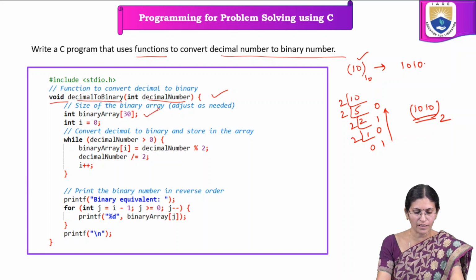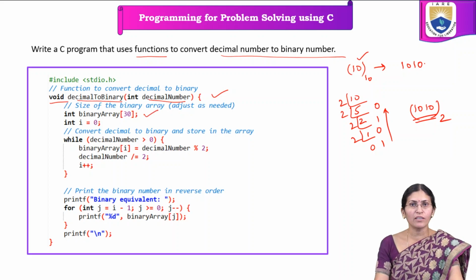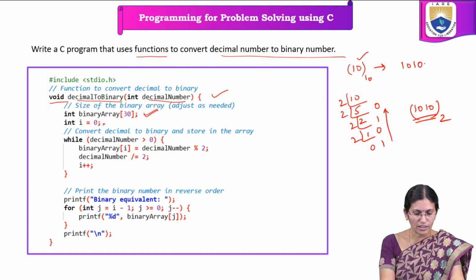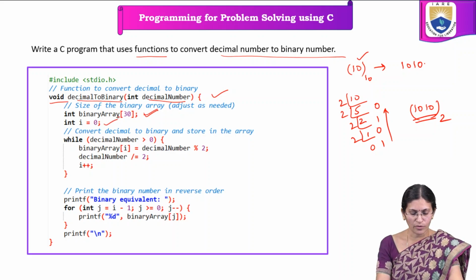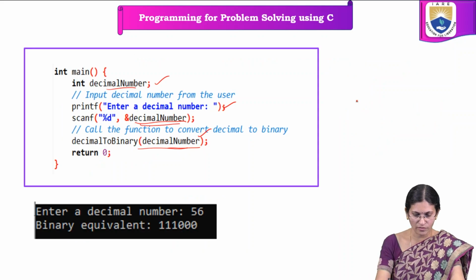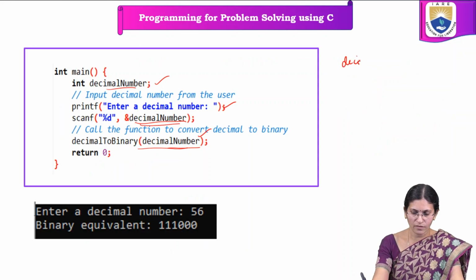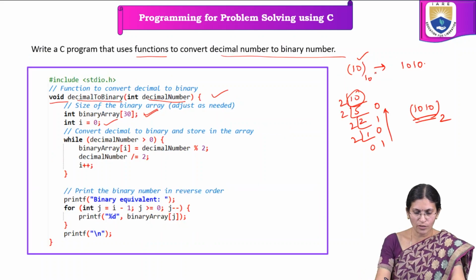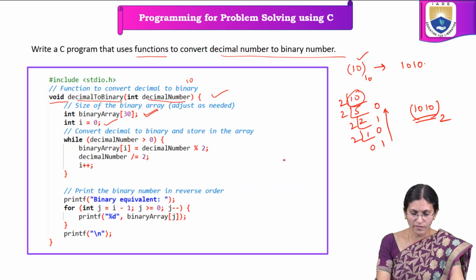And then here we have declared one array, binary array of size 30, and one integer variable i equal to 0. Here we are checking the decimal number. Suppose we pass a value 10 from the main function, so the decimal number which the user has entered is 10. This value is passed here, so your decimal number is equal to 10. 10 is greater than 0, so this condition is true here.